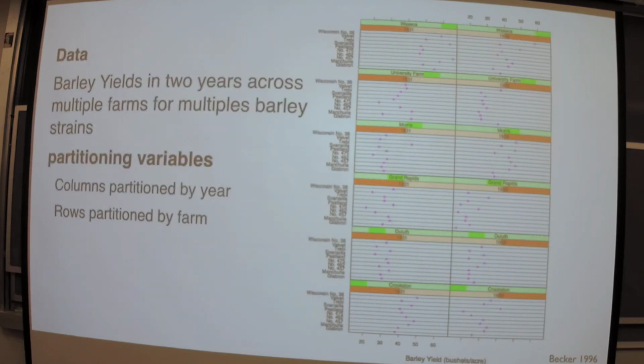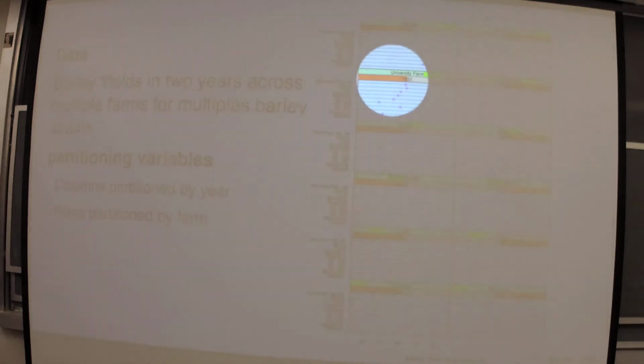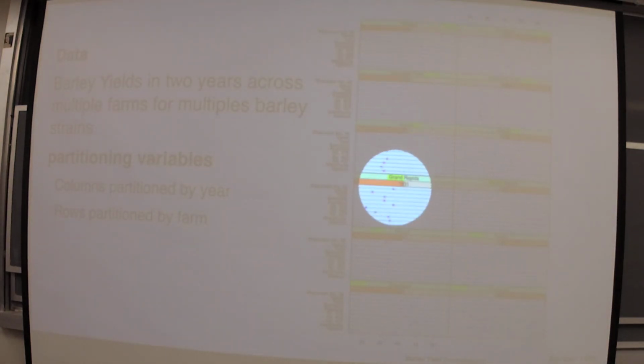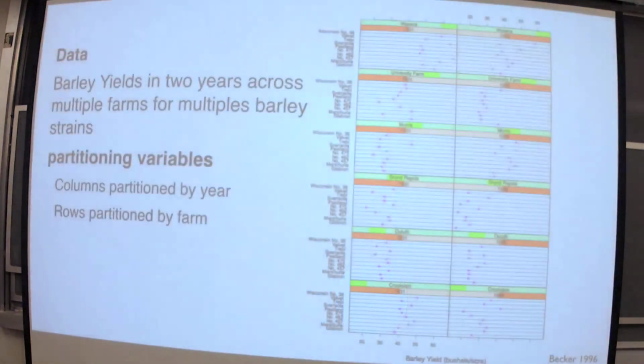And so let's look at this particular trellis plot here. The data here is barley yields in 2 years across multiple farms for multiple barley strains. The year was used to partition it horizontally, so you have 1931 on the left and 1932 on the right. Then the farm was partitioned vertically: here you have Waseca, then the University Farm, and then Morris and Grand Rapids and Duluth and Crookston.